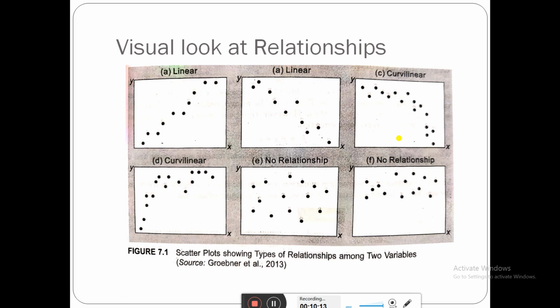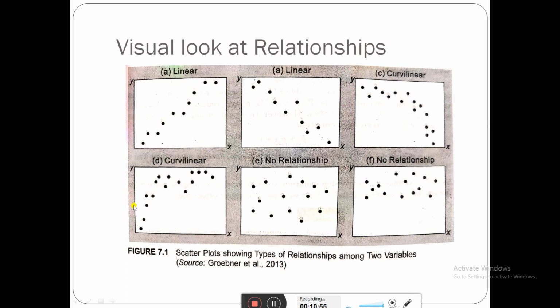Next is the curvilinear relationship. Here this C diagram shows the inverse relationship. The value of y decreases proportionally to x. As x increases, y decreases. Both are inversely proportional. This curvilinear relationship shows the relationship in the form of an arc of a circle, which can be represented by a simple quadratic equation. This we can establish with a simple quadratic equation.